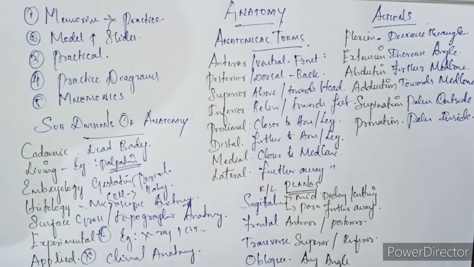So this is a complete basic anatomy lecture. We have seen how to study anatomy and how to remember it. We have to memorize and practice, and whenever you are studying anatomy, keep models and slides, and then the practical anatomy. And I have said to draw diagrams as much as needed in examination, and whenever you're free, try to practice more diagrams. Diagrams will gain you more marks.